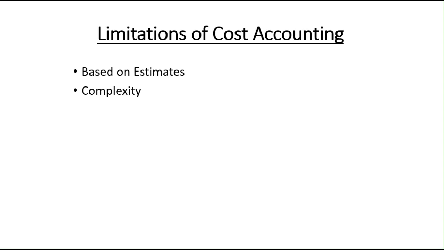Then complexity. Cost accounting involves detailed record keeping and calculations, which can be time consuming and complicated. It may require skilled personnel and advanced systems, and obviously increases operational costs. The next limitation which we can list is the cost of implementation of the costing system. Establishing and maintaining the cost system can be expensive. Small businesses might find it difficult to justify the costs involved.